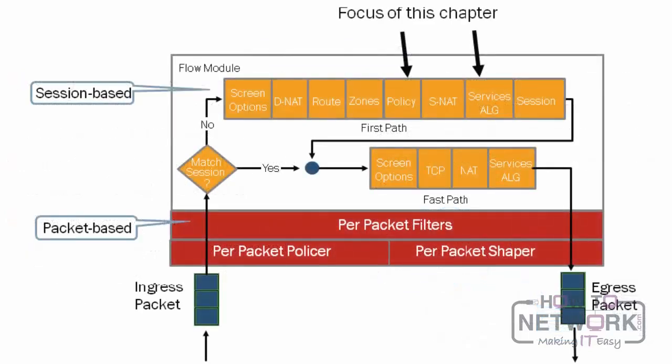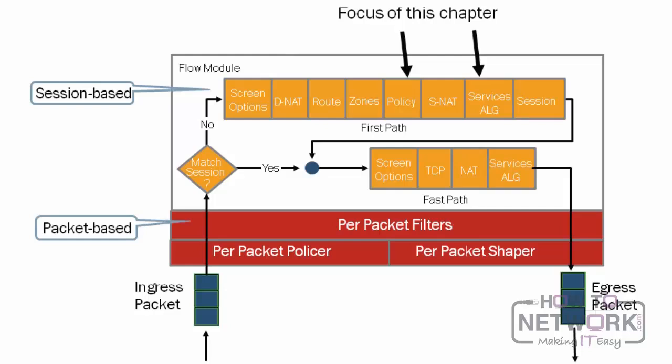Host inbound traffic may or may not be affected by a policy. If the traffic is destined for an interface on the device that isn't the ingress interface, it is matched against a policy first. If the policy allows it, it is then matched against the destination interface's host inbound traffic settings for final approval. This graphic shows packet flow through the flow module of a Junos security platform.